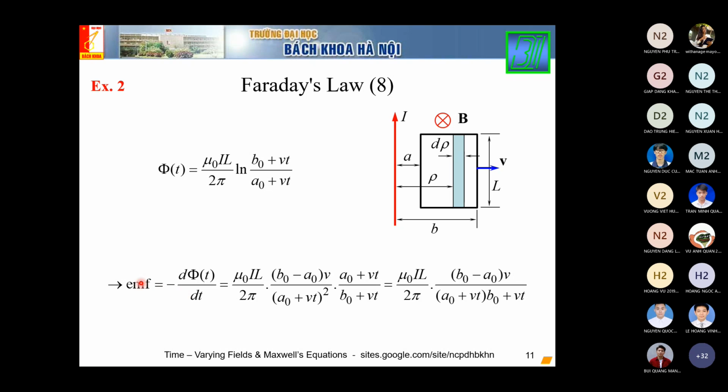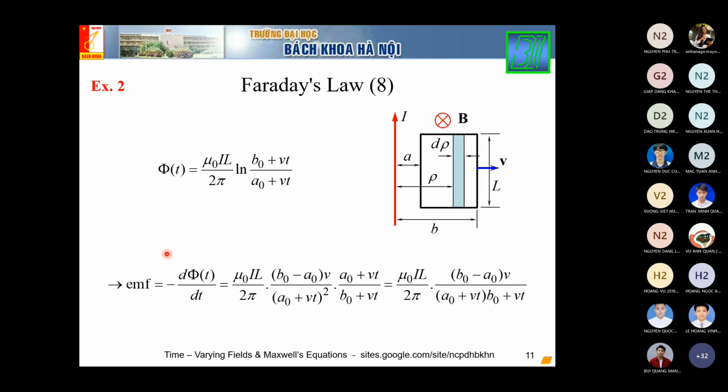The induced voltage, as you can see here, is proportional to the current, and inversely proportional to the time. When time increases, because the numerator here is a constant, and when time passes, the denominator is getting bigger and bigger, and then finally the whole ratio will come to 0. So you can see that when time passes, EMF here will no longer exist.